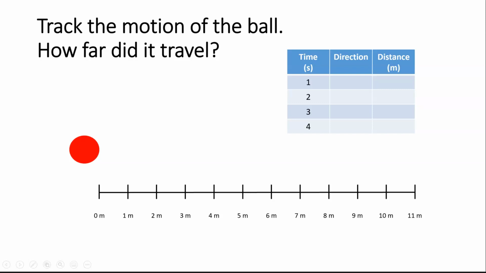In this lesson, we'll start with how to describe how far an object traveled. Let's start with an example of a ball moving to the left and the right. We'll keep track of the ball's direction and distance as it moves.